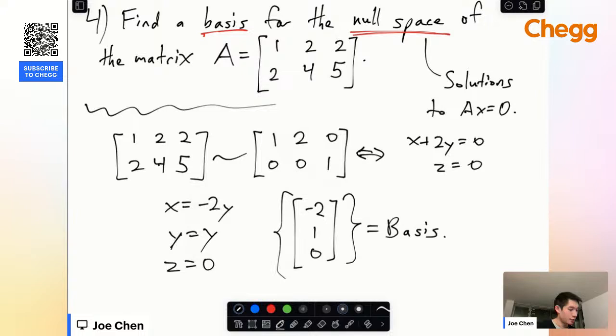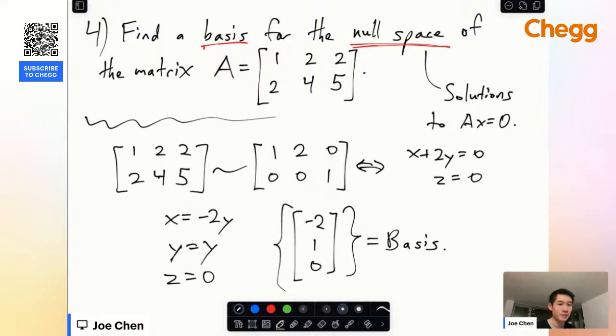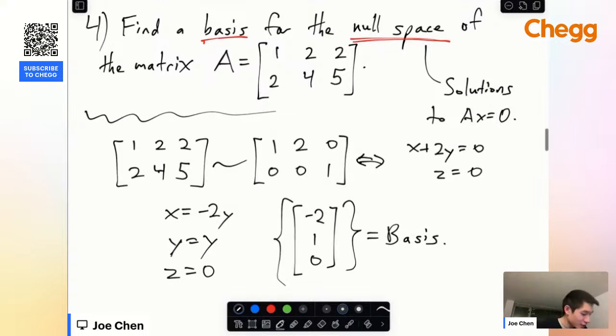So let's compare and contrast this question with the one above. I see some questions on TikTok. Let me get to them in a second.